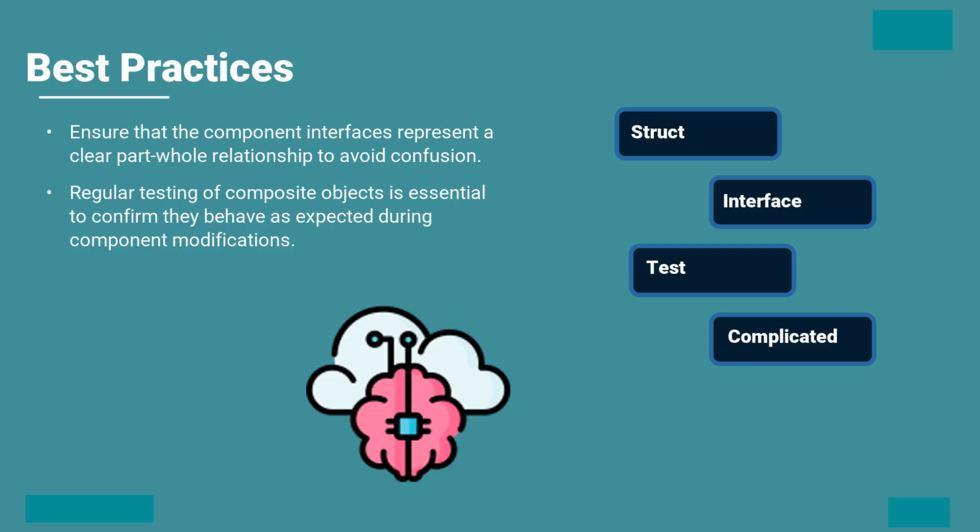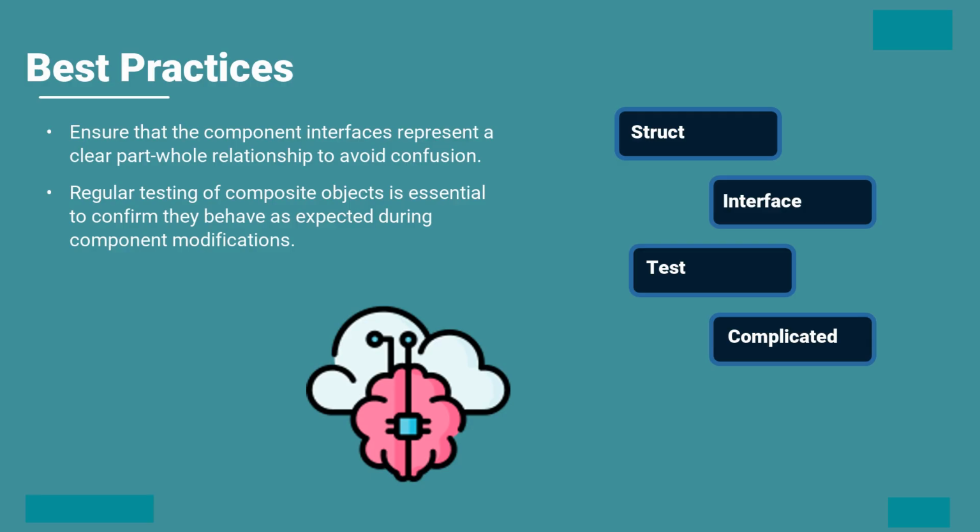When implementing the composite pattern, consider a few best practices. Keep the composite structure simple and clear. Avoid making the system overly complex with too many levels of composition. Ensure that your component interfaces are meaningful and that they represent a true part-whole relationship. Regularly test your composite objects to ensure that they behave as expected, especially when it comes to adding or removing components. One common variation of the composite pattern involves the addition of functionality for both leaf nodes and composite nodes.